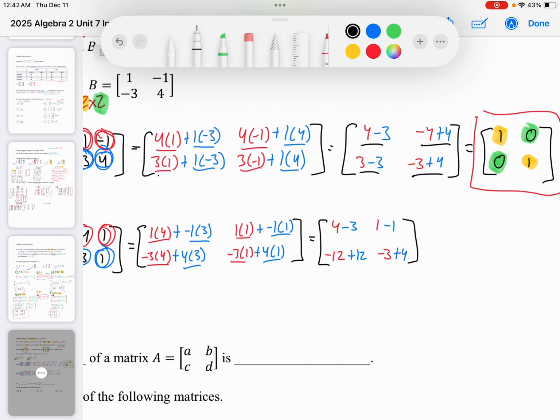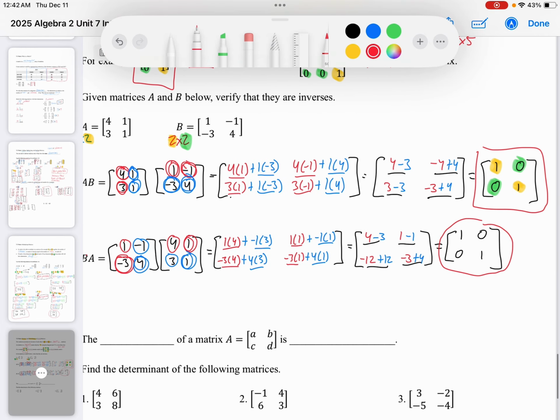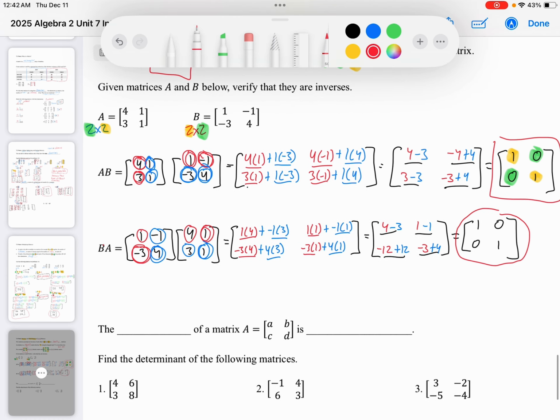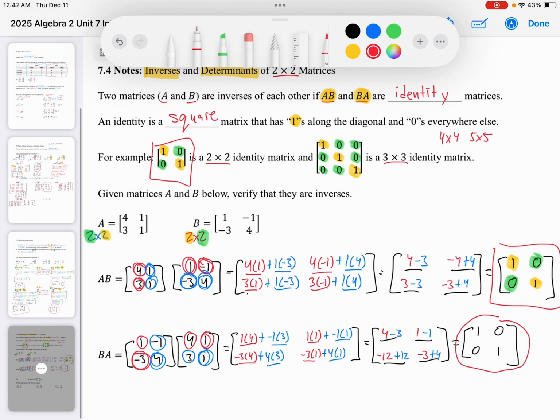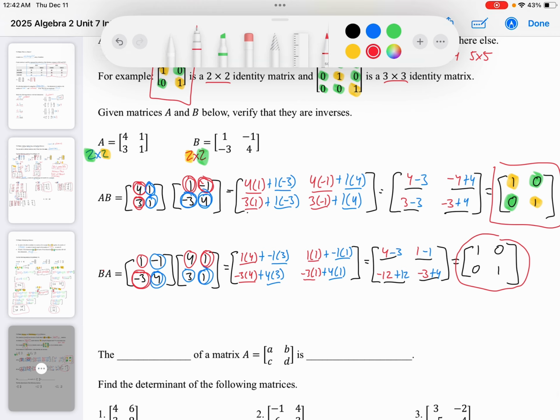Okay, so we can go through to get our final product here and do this addition and subtraction. 4 minus 3 is 1. 1 minus 1 is 0. Negative 12 plus 12 is 0. Negative 3 plus 4 is 1. And so we do, again, get this identity matrix. So since both of these products, AB and BA, result in identity matrices, we can confirm that, yes, these are inverses of each other. Okay, so we would say, yes, these are inverses.